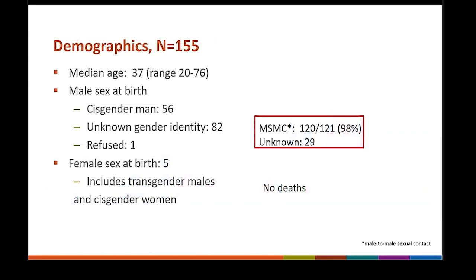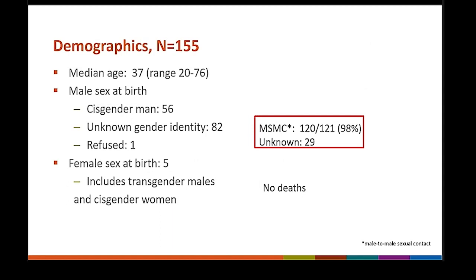So some basic demographics that I can share. Our median age here is 37 years, and the range is 20 to 76. So we have a very wide age range here in the United States being affected. Most of the case patients are male sex at birth. So cisgender males, 56. Unknown gender identity, which basically means it wasn't reported to us at CDC, is 82. Refused, 1. All of the patients for whom we know whether or not they have male-to-male sexual contact, all of those men, except one, have indicated that they have male-to-male sexual contact, so 120 out of 121.